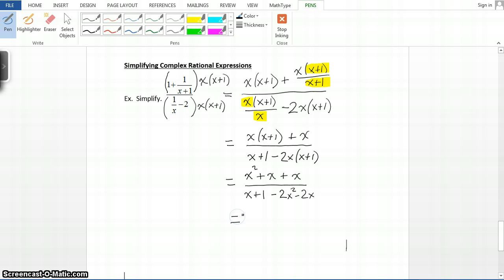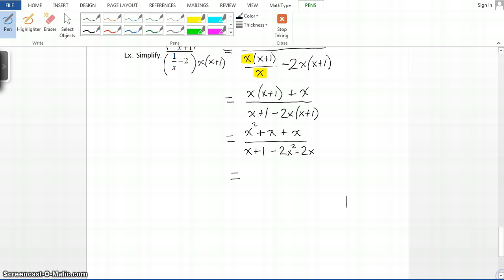Now, we'll combine like terms, and up in the numerator, there's that x squared plus 2x, and in the denominator, let's put this in descending order. I've got a negative 2x squared out front. My x term is minus x. My constant is a plus 1.